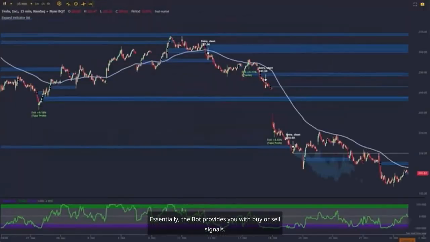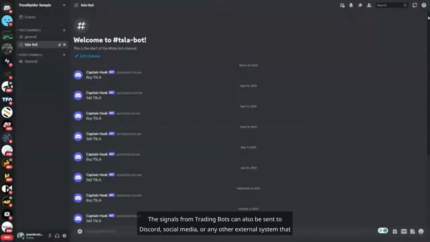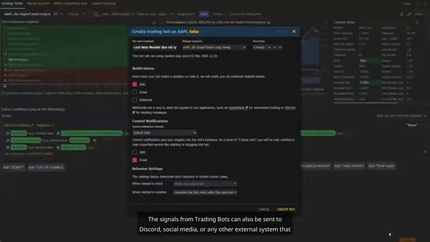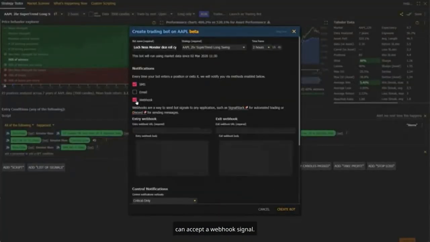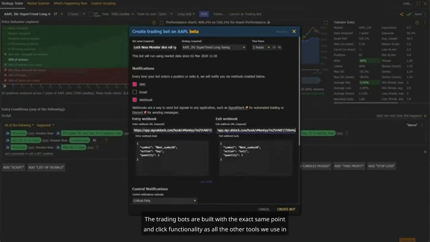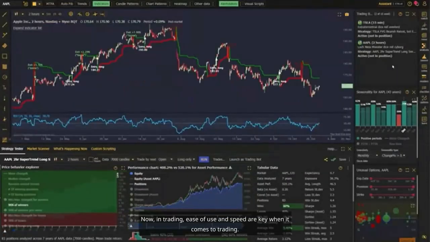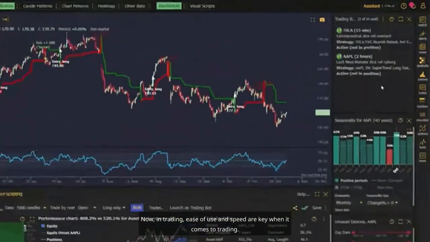Essentially, the bot provides you with buy or sell signals. The signals from trading bots can also be sent to Discord, social media, or any other external system that can accept a webhook signal. And best of all, no programming skills are required. The trading bots are built with the exact same point-and-click functionality as all the other tools we use in TrendSpider for technical analysis. Now, in trading, ease of use and speed are key.